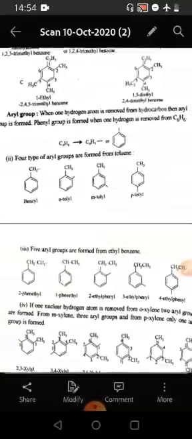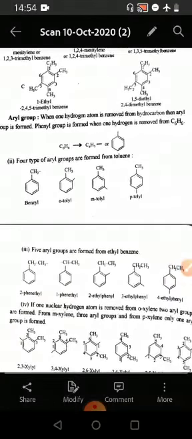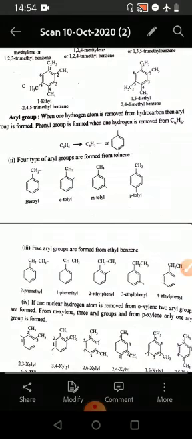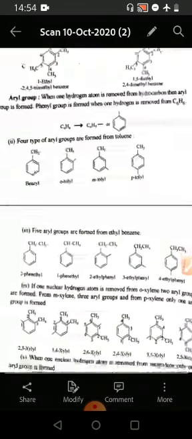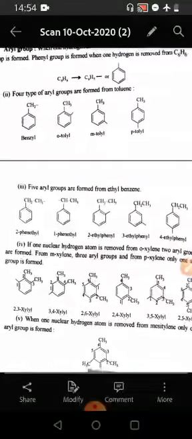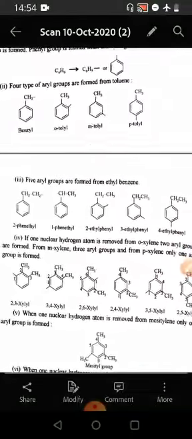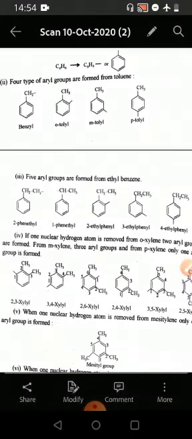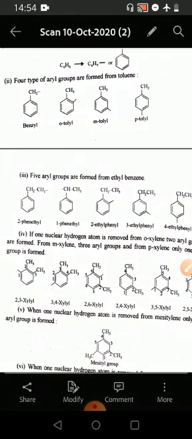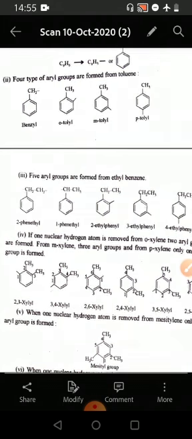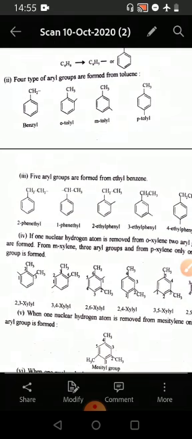When one hydrogen atom is removed from a hydrocarbon, then an aryl group is formed. Phenyl group is formed when one hydrogen is removed from C6H6. Four types of aryl groups are formed from toluene. If one hydrogen atom of the methyl group is eliminated, then it is benzyl. If the free valency is in the benzene ring, then it is known as tolyl, and depending on the position of the free valency, it is known as ortho-tolyl, meta-tolyl, or para-tolyl.